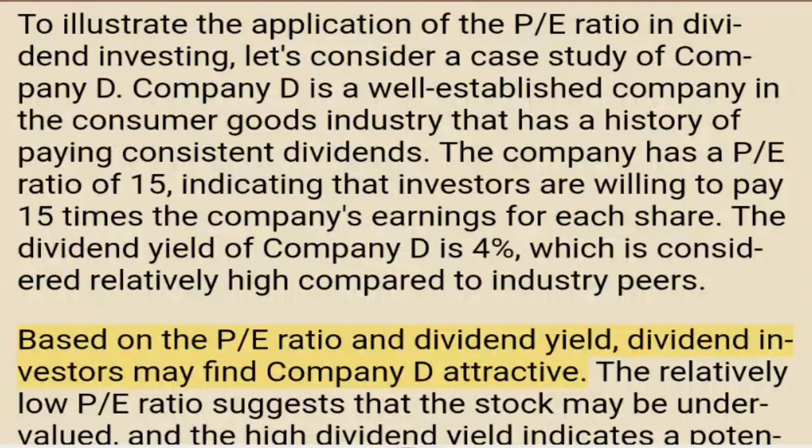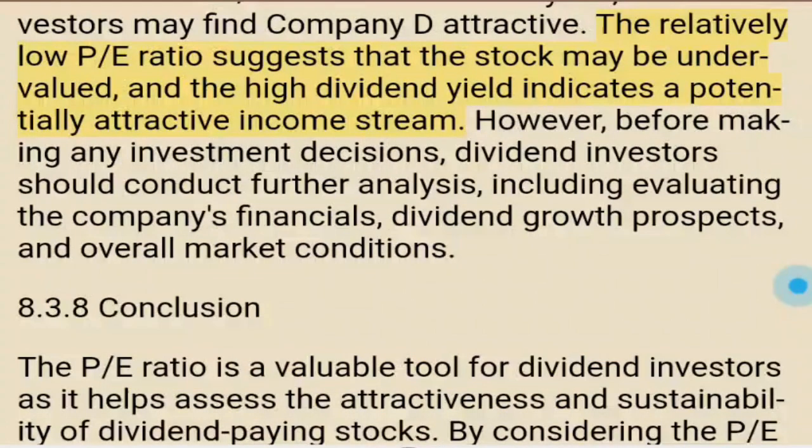Based on the P/E ratio and dividend yield, dividend investors may find Company D attractive. The relatively low P/E ratio suggests that the stock may be undervalued, and the high dividend yield indicates a potentially attractive income stream. However, before making any investment decisions, dividend investors should conduct further analysis, including evaluating the company's financials, dividend growth prospects, and overall market conditions.